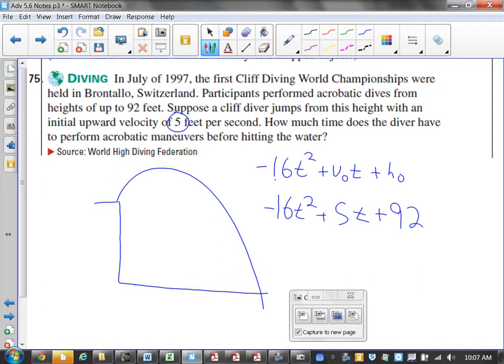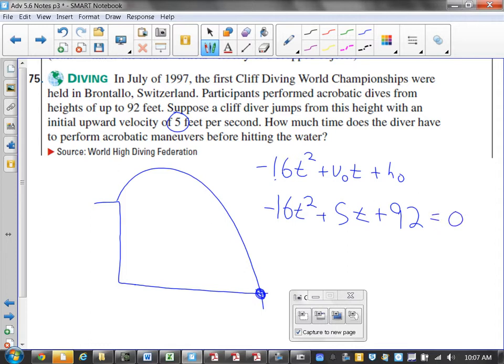Okay? So what the t value stands for is time. What you're trying to figure out is when does time equal 0? How long is he in the air? So if you're in the air for so long, then all of a sudden you're underwater. So that's where this changes. You're trying to find this to equal 0.